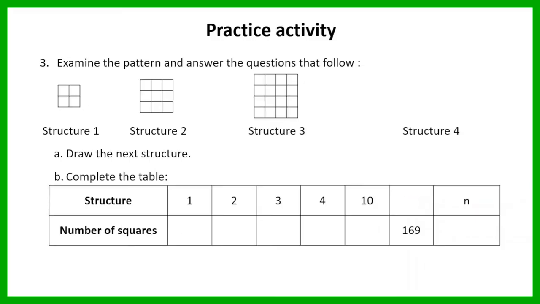Now, the last one that we're going to do in this lesson, we've got this one over here. For structure one, we've got a square that's made up of four blocks, a 2x2 square. Then for structure two, we've got a 3x3 square. For structure three, we've got a 4x4 square. You need to draw the fourth structure, and you need to fill in this table. Now, when we're talking about the squares, we mean the small squares inside, okay? So we're not looking at big squares made up of other squares. We're just looking at the little blocks inside, okay? So I'm going to give you, again, 3 minutes to work on this example.